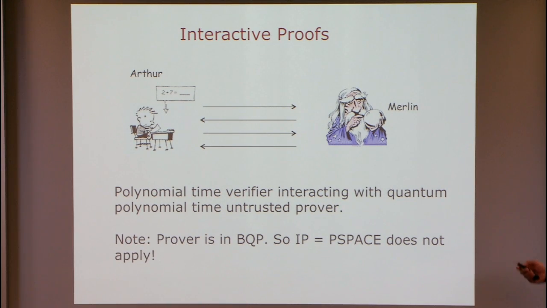And so the question is, what's the power? What can you convince Arthur about? What can Arthur sort of convince himself of in conversation with a quantum polynomial time Merlin?